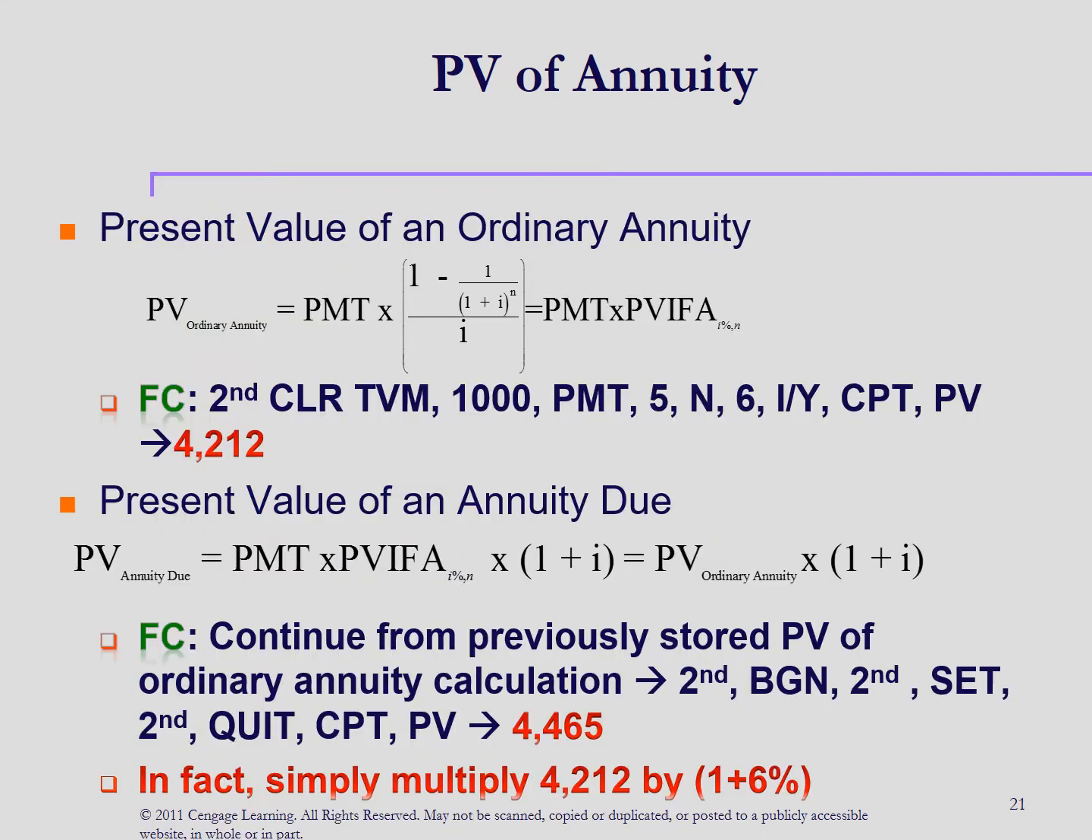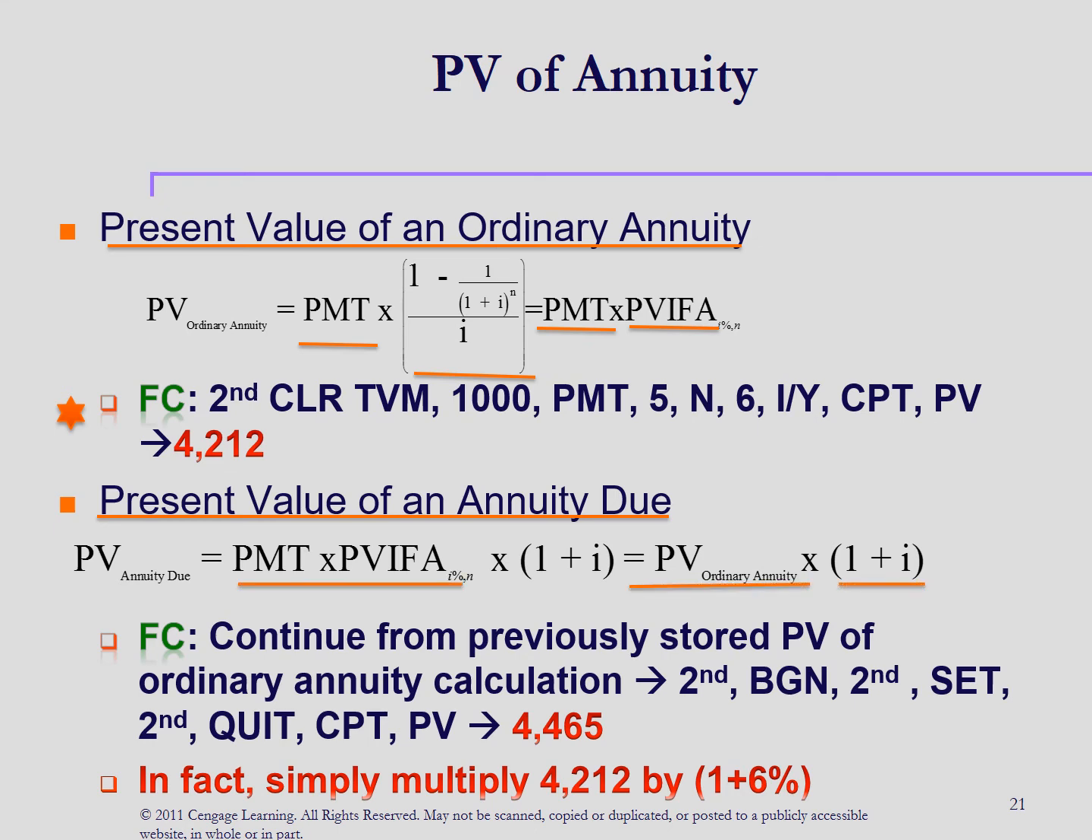For the present value of an ordinary annuity, we can calculate it by the formula: annuity times the present value interest factor of an ordinary annuity. We of course can solve it using the financial calculator. For the present value of an annuity due, we can simply treat it as an ordinary annuity problem and multiply the present value of the ordinary annuity obtained by 1 plus the interest rate.